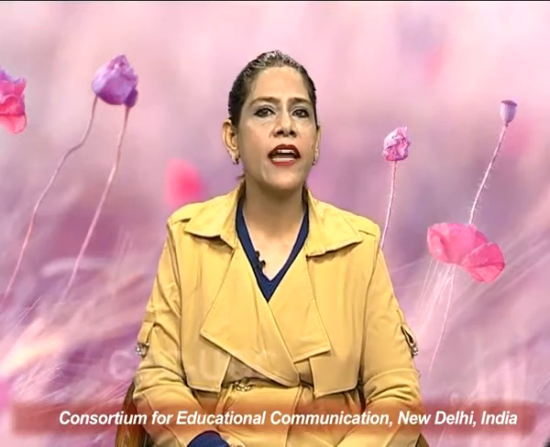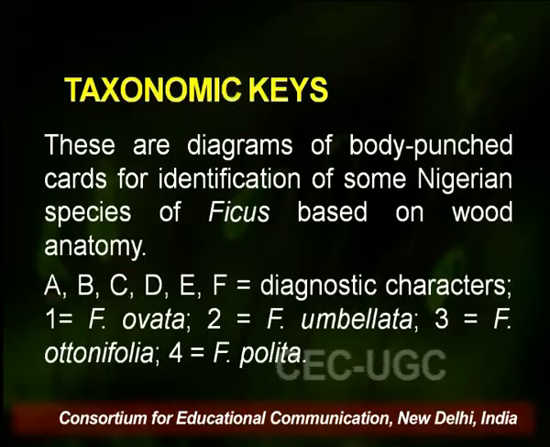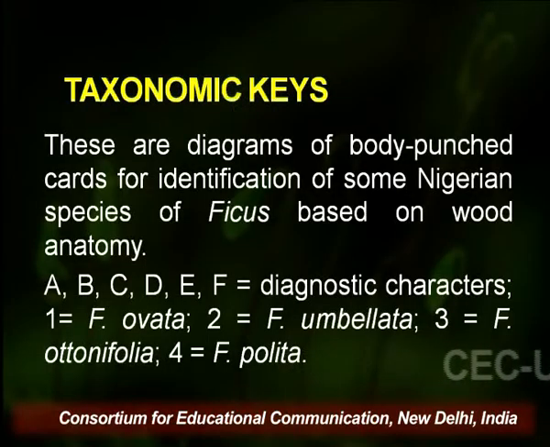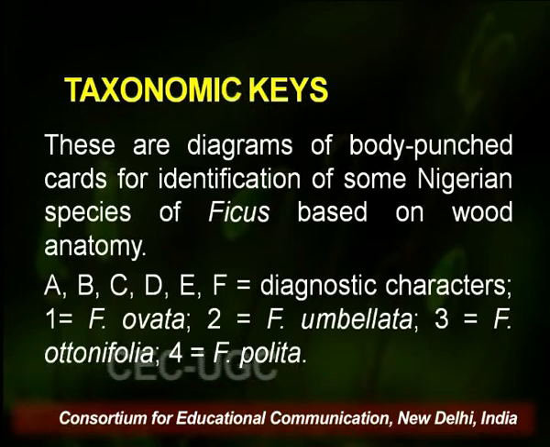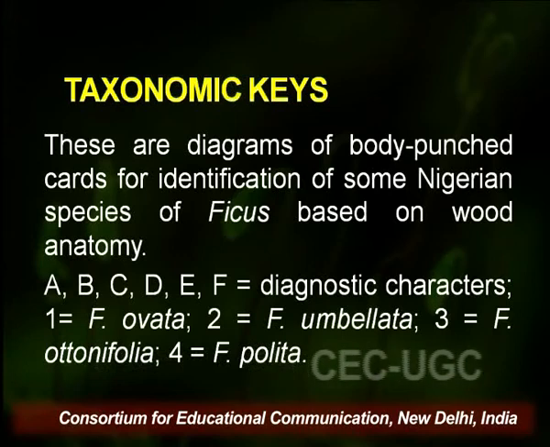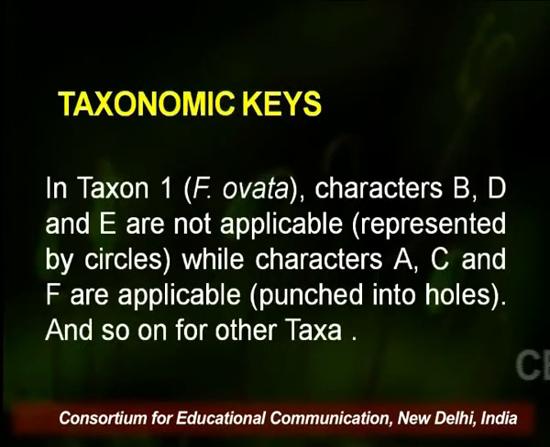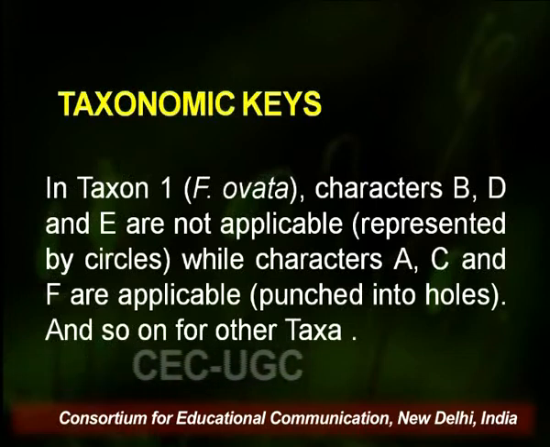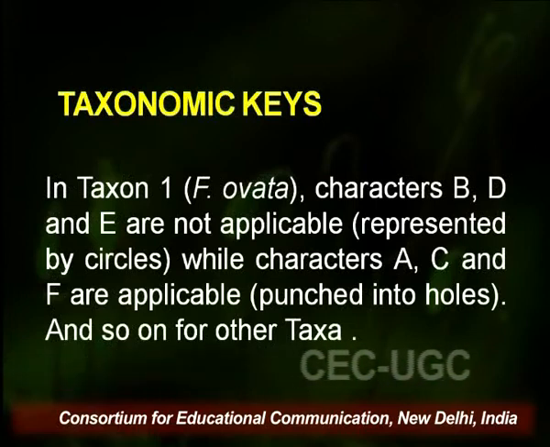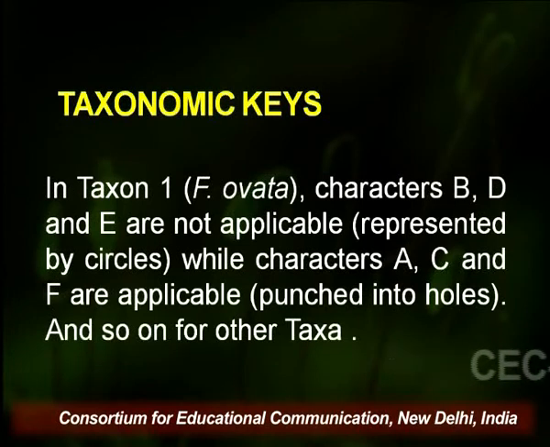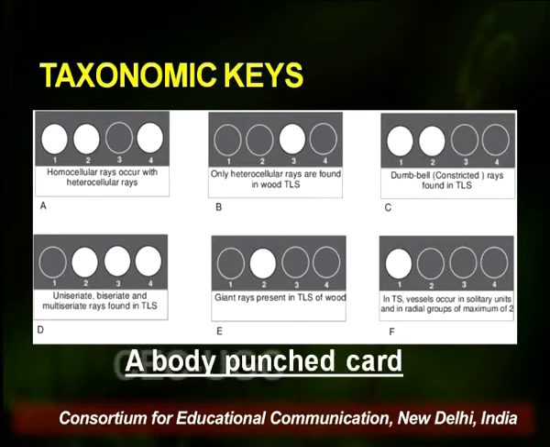Now, these are the diagrams of punch cards for identification of some Nigerian species of Ficus, where A to F were the diagnostic characters as I told you, and 1 to F were various species of Ficus. Now in taxon 1, say Ficus ovata, characters B, D and E were not applicable, whereas characters A, C and F were applicable. So you can see in the slide that the punch shows the presence or absence of these attributes.